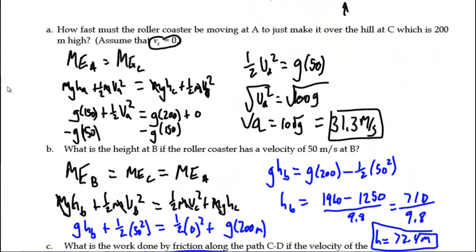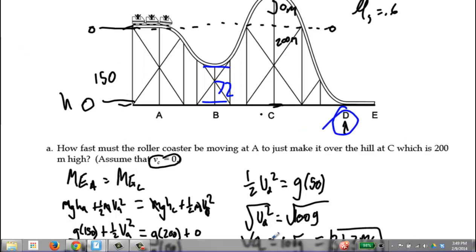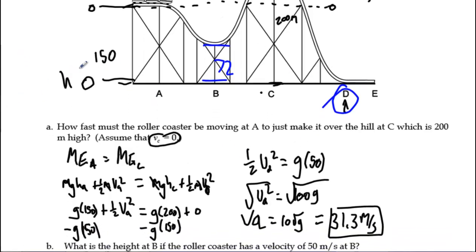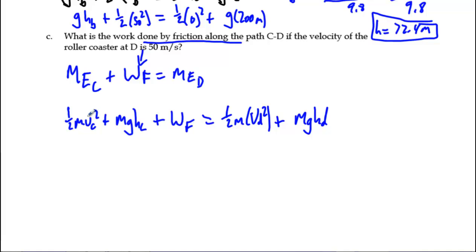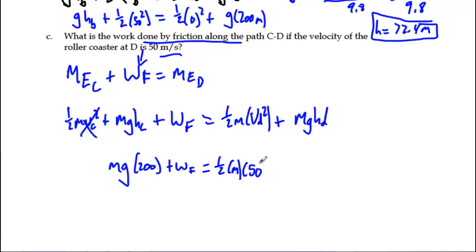Now if we go look at our picture, we can see that D is on the ground, so its potential energy is 0, which is nice. That's why we picked our height to be there, because we knew we were going to have to deal with that point. We also know that the velocity at C is 0, so that drops out. So what I'm left with is mass times g times the height at C, which we were told earlier is 200, plus the work done by friction is equal to 1/2 times the mass times the velocity at D squared, and they tell us that it's 50, so 1/2 mass times 50 squared.